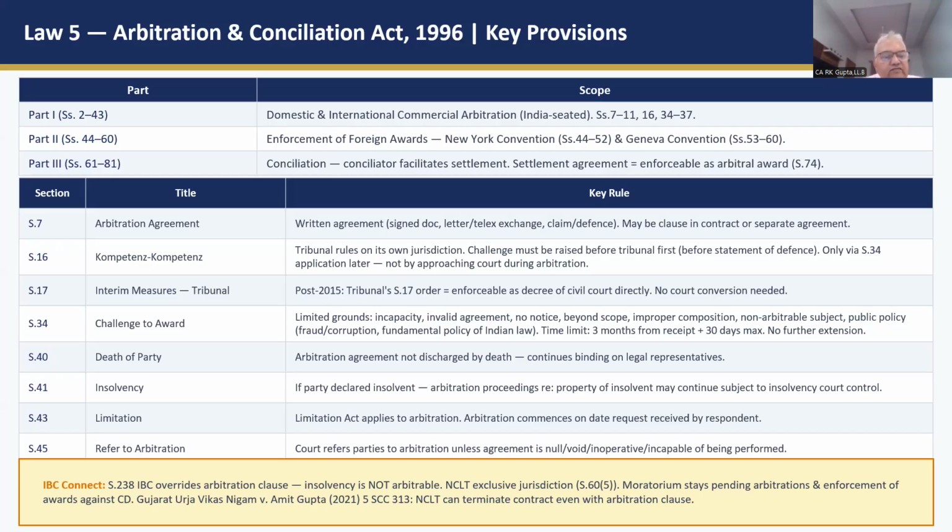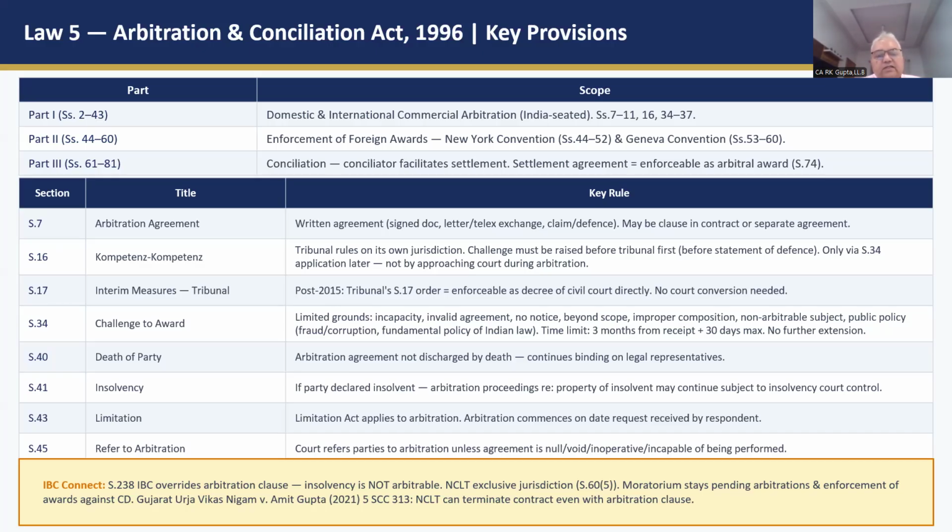Section 17 talks of the interim measures which the tribunal may take. Post 2015, the tribunal's Section 17 order is enforceable as a decree of a civil court directly, and no court conversion is needed, which was needed prior to 2015. Section 34 deals with challenge to award.